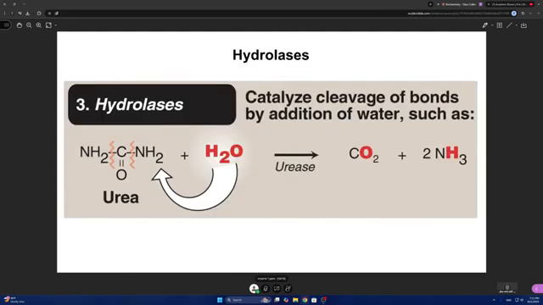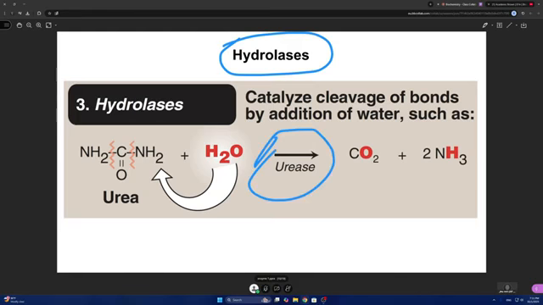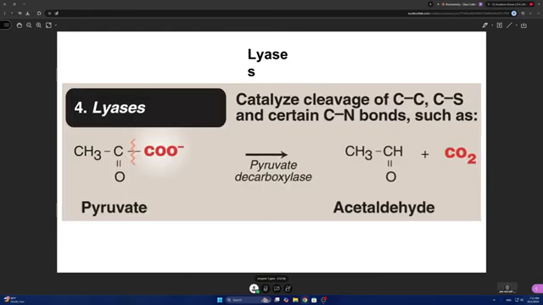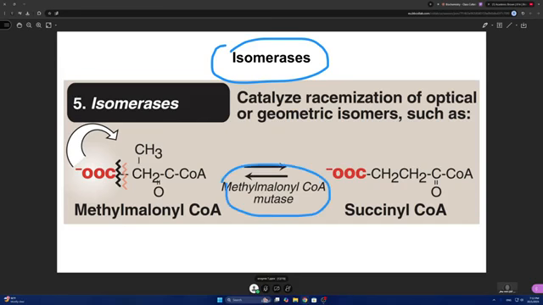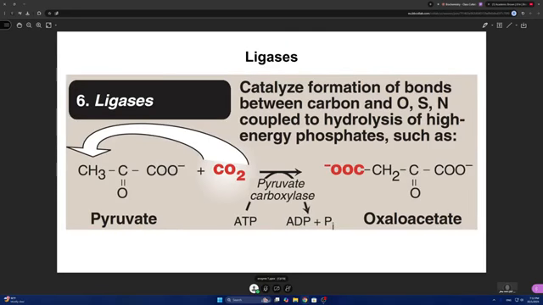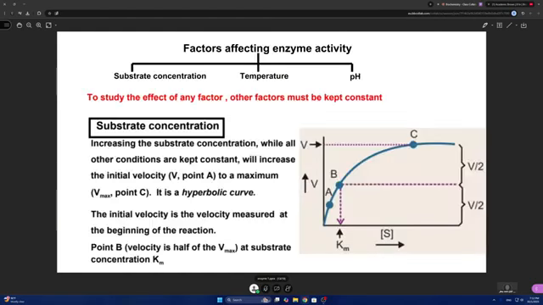The category and their example. Category and their example. Lyases, pyruvate decarboxylase; isomerases, methylmalonyl CoA mutase; ligases, pyruvate carboxylase. So these 6 different categories, their names and what is the example of the respective group.